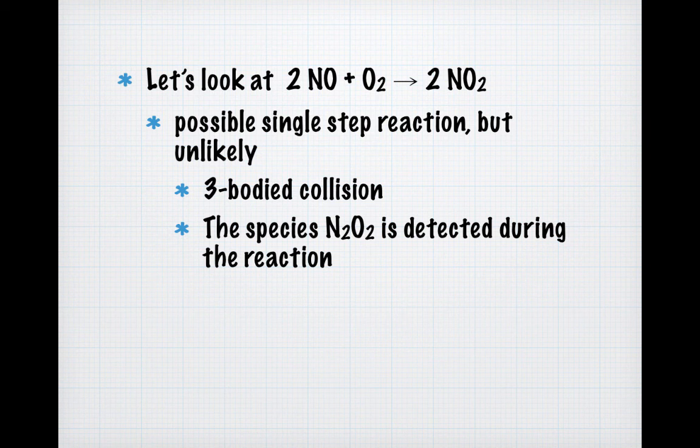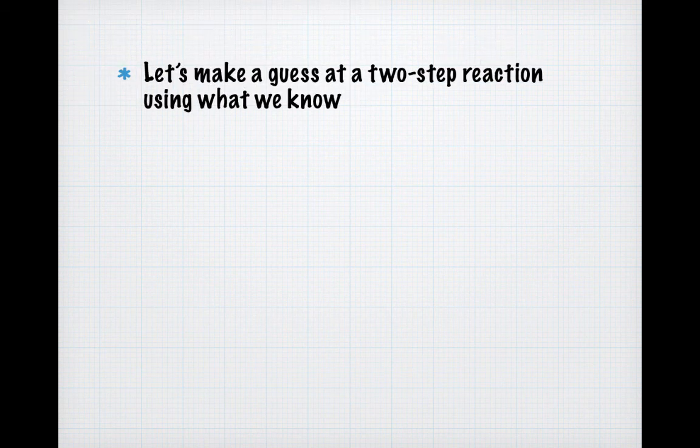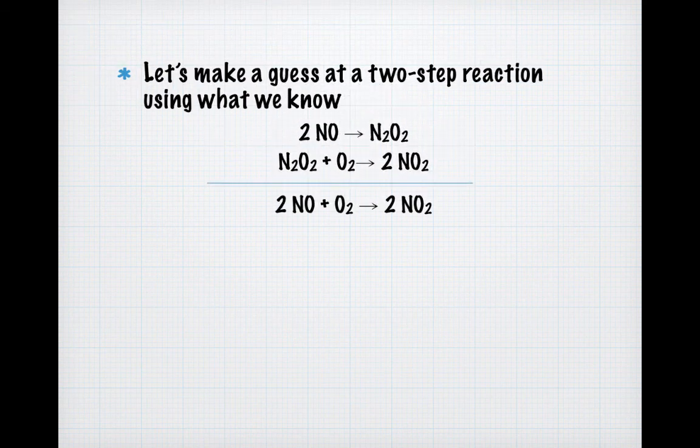Well, if it were a single-step reaction, then we would never see this species N2O2. We would only see NO, O2, and NO2. So since we see N2O2, that means our single-step possibility is gone, and we have to start from scratch and build a multi-step mechanism.